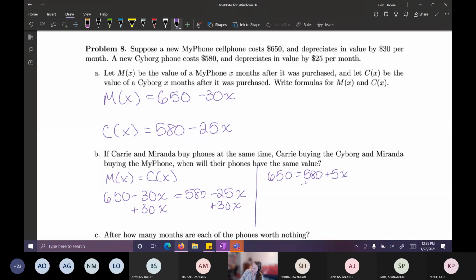And then subtract the 580. We'll end up with 70 equals 5x. Divide both sides by 5. Get 14. The x value is in terms of months, so this is essentially telling us after 14 months, they will have the same value.